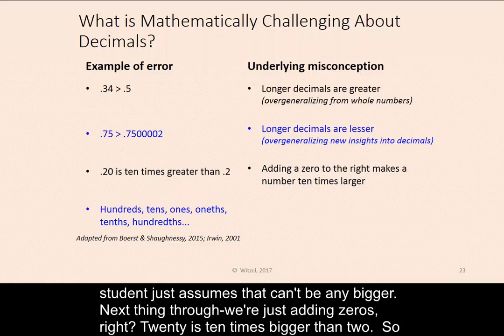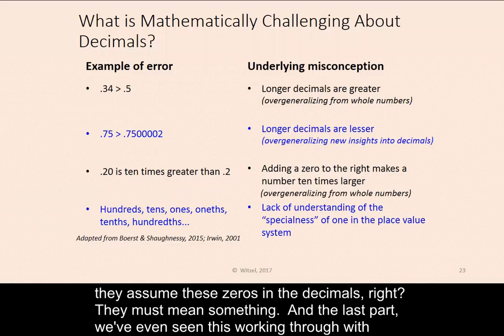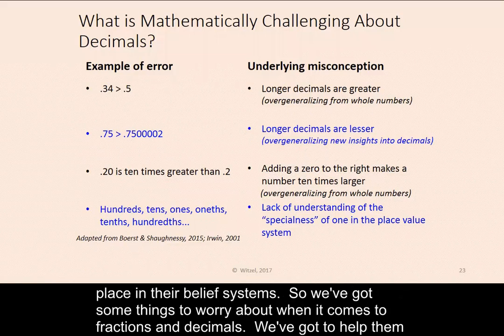20 is 10 times bigger than 2. So they assume these zeros in the decimals, right? They must mean something. And the last part, we've even seen this working through with undergraduate teachers in preparation, that even though they know there's not a once place, their calculations show that there is a once place in their belief systems. So we've got some things to worry about when it comes to fractions and decimals, and we've got to help them understand it.